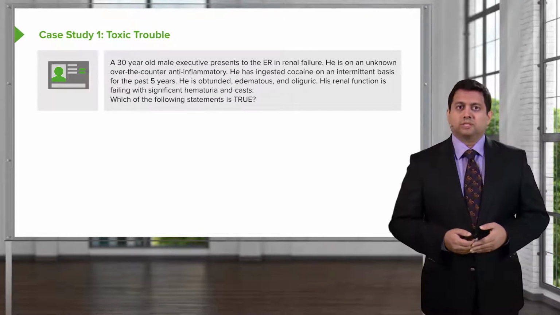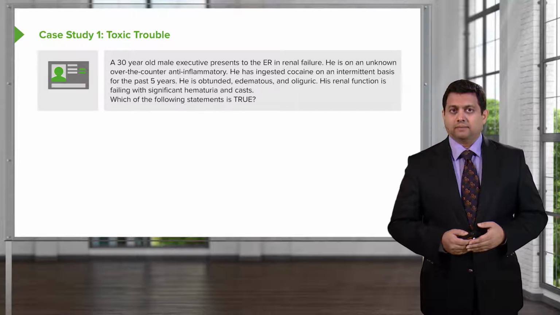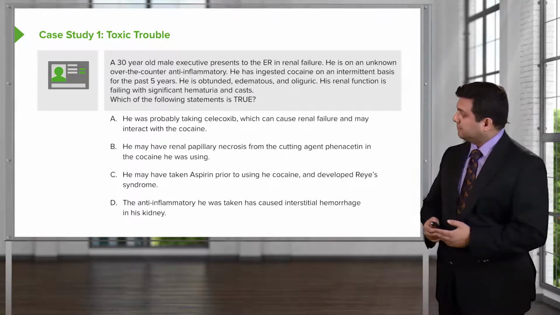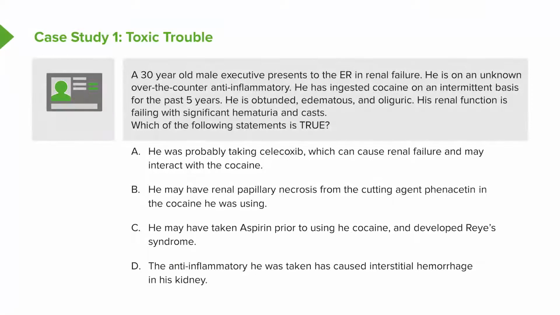His renal function is falling with significant hematuria and casts in the urine. Which of the following is true? A. He was probably taking Celecoxib, which can cause renal failure and may interact with the cocaine. B. He may have renal papillary necrosis from the cutting agent phenacetin in the cocaine that he was using.